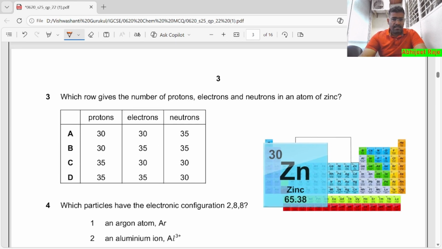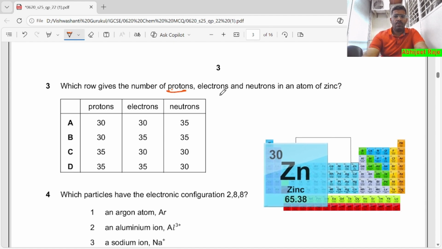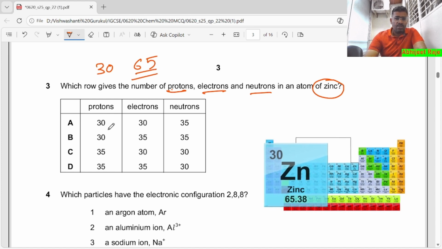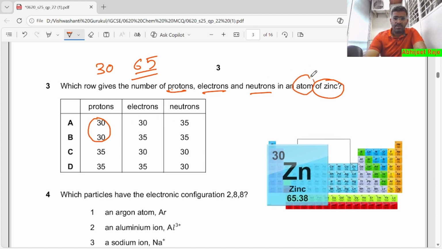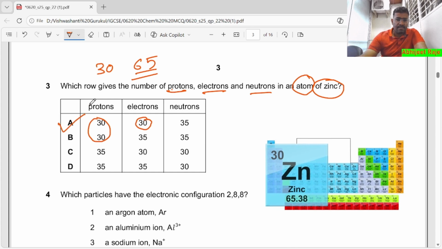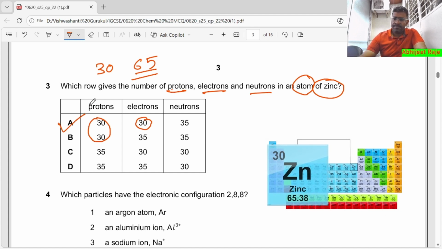Next, MCQ number 3. Which row gives the number of protons, electrons, and neutrons of an atom of zinc? Zinc's atomic number is 30 and its mass number is 65, right? So where are the protons? 30. So options A and B have 30. Electrons: when they are talking about atoms, in a neutral atom always remember the number of protons and electrons are always the same. So if protons are 30, electrons should be 30. No need to calculate neutrons also. So option A is correct in this case.